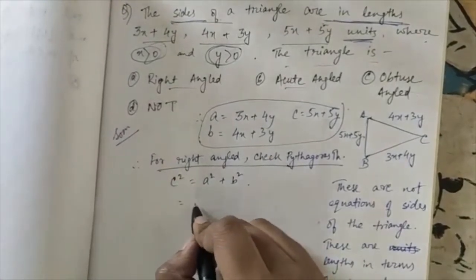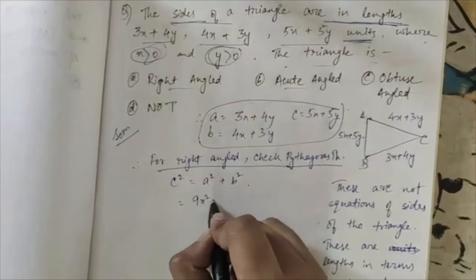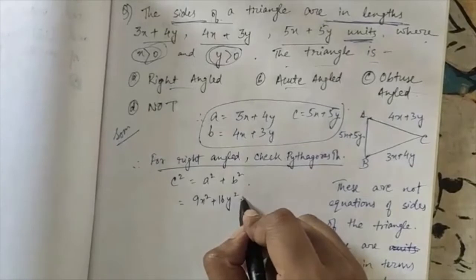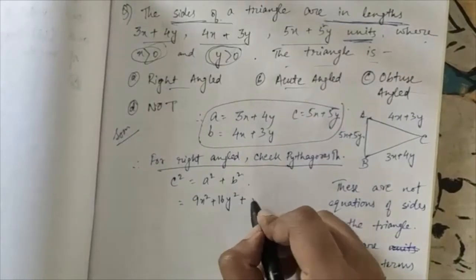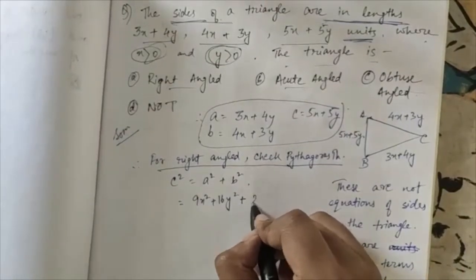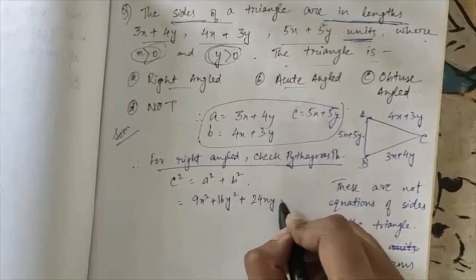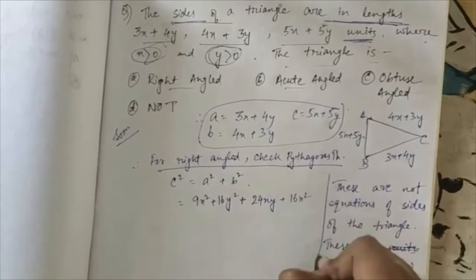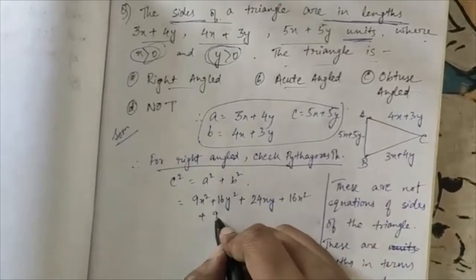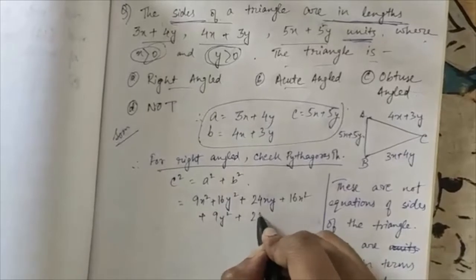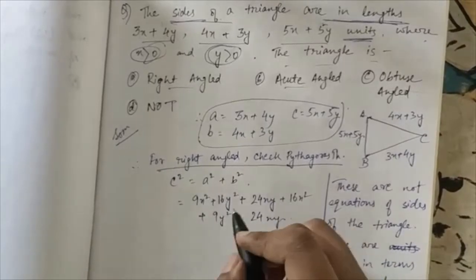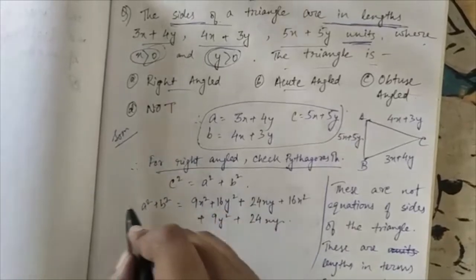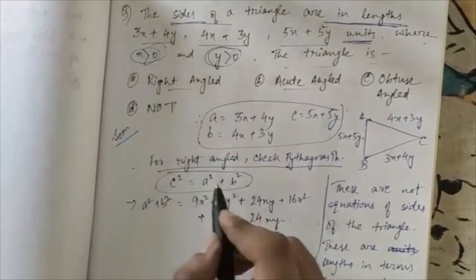So a square plus b square will be what? 9x square plus 16y square, and so on, by expanding the given expressions. Finally, we will get 25x square plus 25y square. Okay, so this is actually a square plus b square. We had assumed c square equal to a square plus b square.